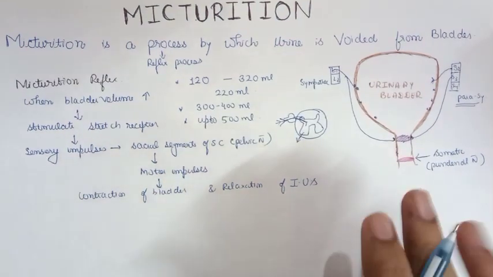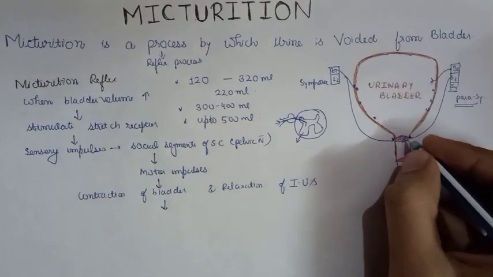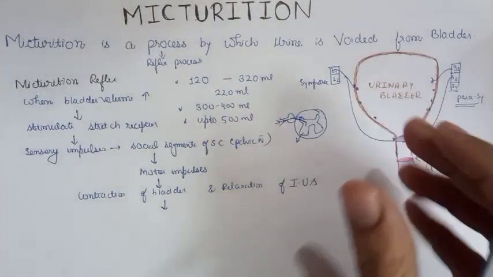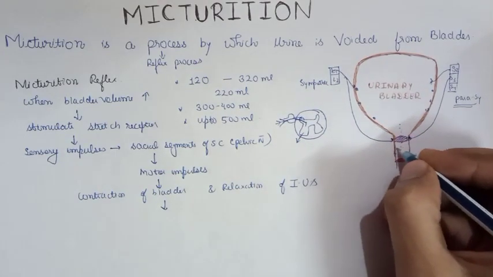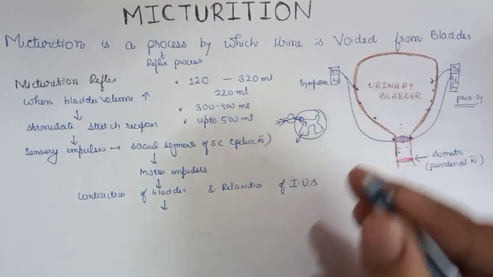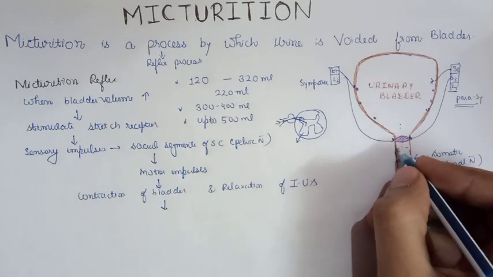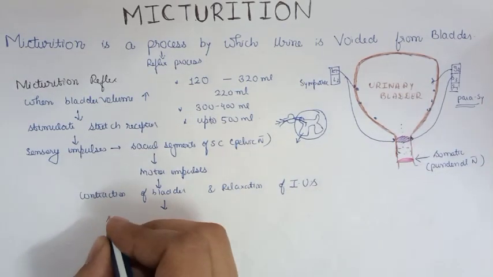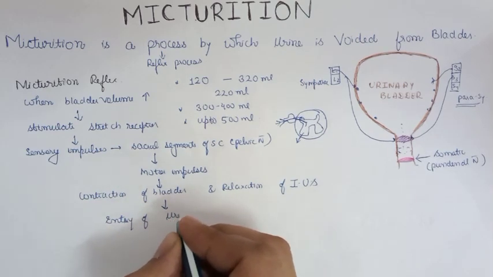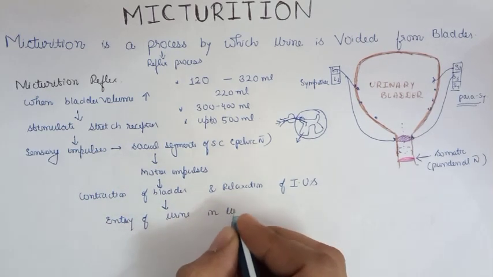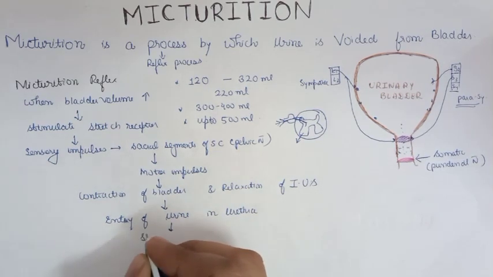Please write the complete full form in your notes. So as soon as the internal urethral sphincter relaxes, this gate will open. So the urine will now enter the urethra. As soon as the urine starts entering, the urethra will expand and the stretch receptors of the urethra will be stimulated. Entry of urine in the urethra will cause the stimulation of stretch receptors.